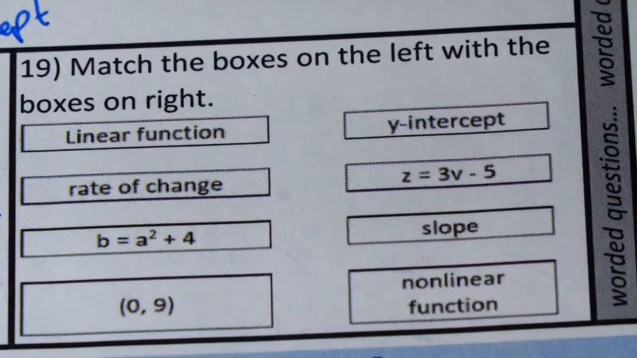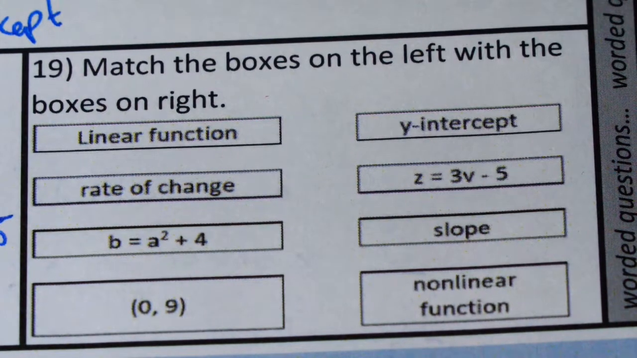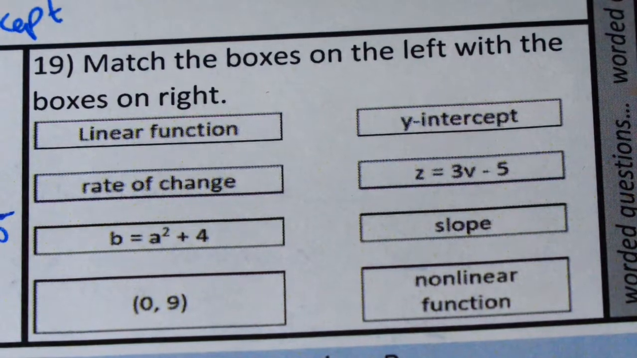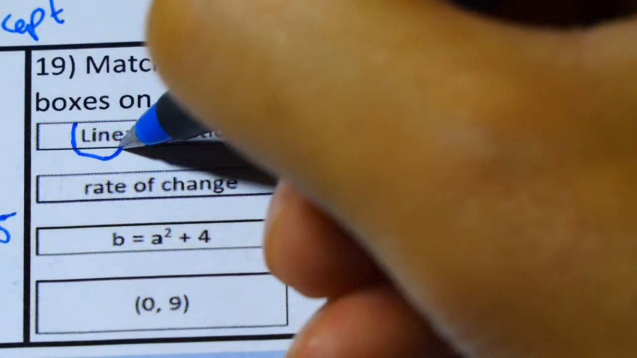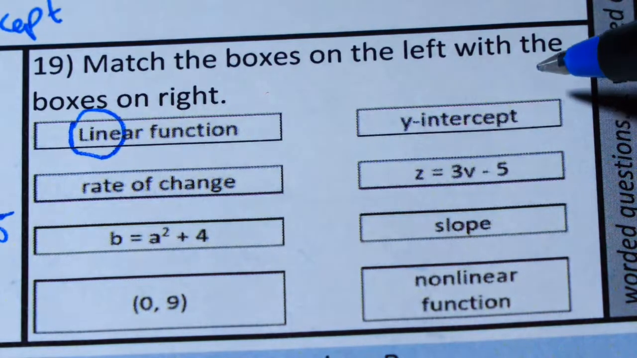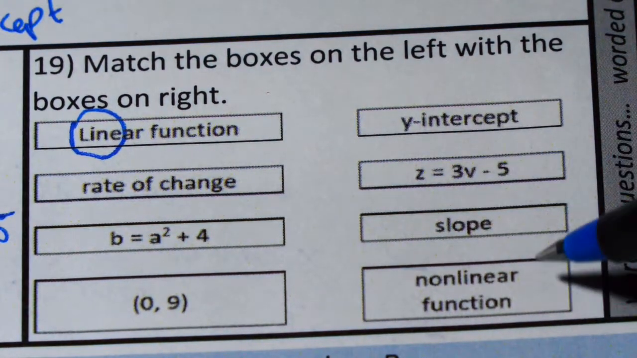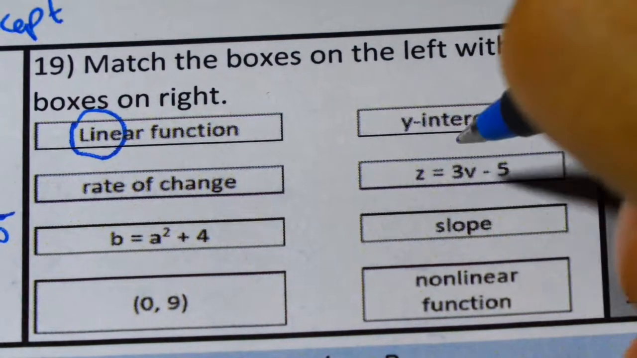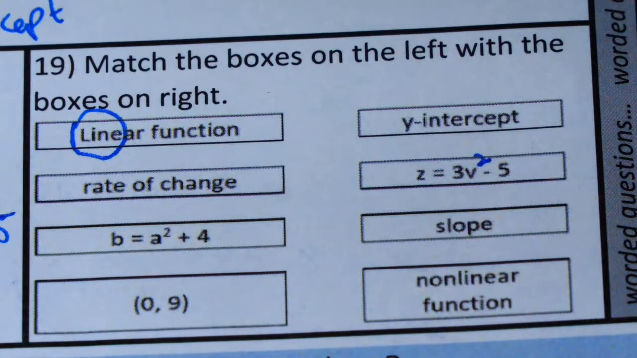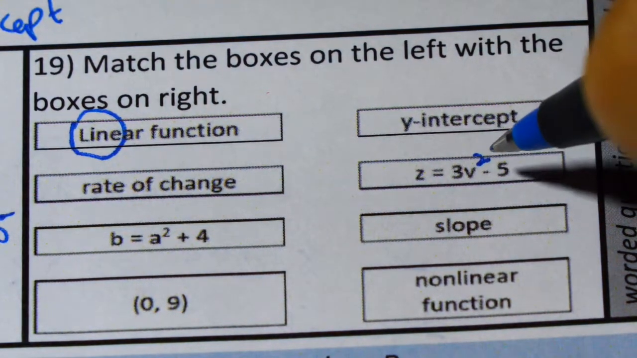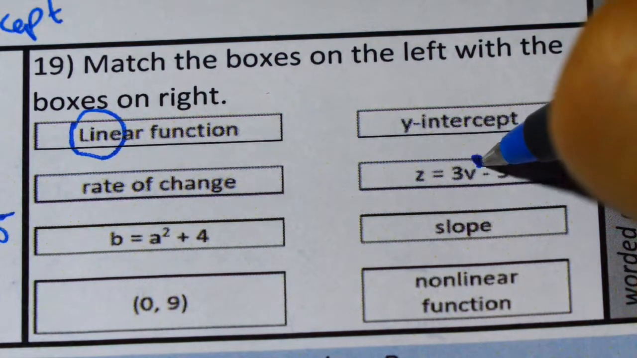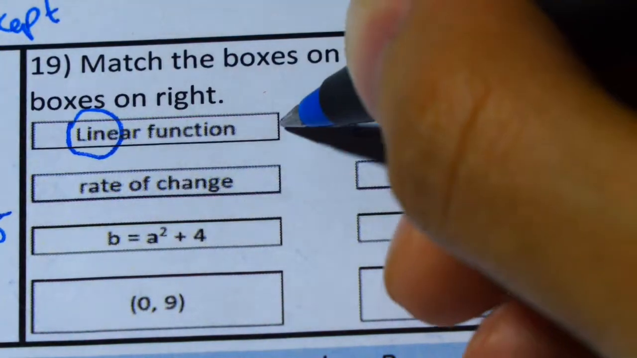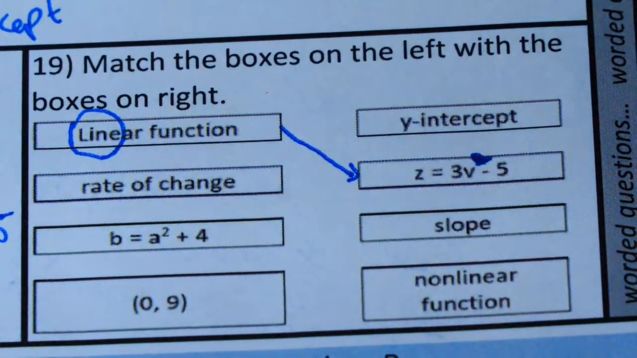Question 19. Match the boxes on the left with the boxes on the right. Okay, so we've done this before. Linear function, if you remember what linear means, straight line. Now there's no graphs here, but we do have a function. This function here. Is this linear? Yes, because there's no small number here. If there was a small number here, it would be non-linear. But there's no number here next to the v. So this is a linear function. It's a straight line. Okay.